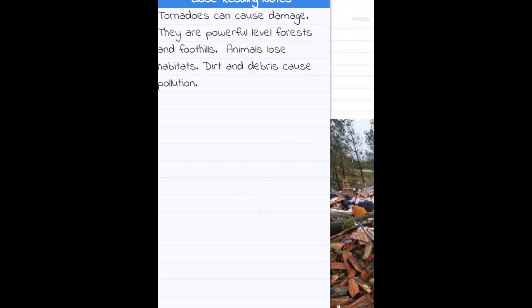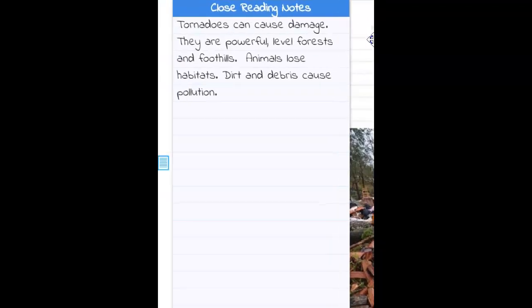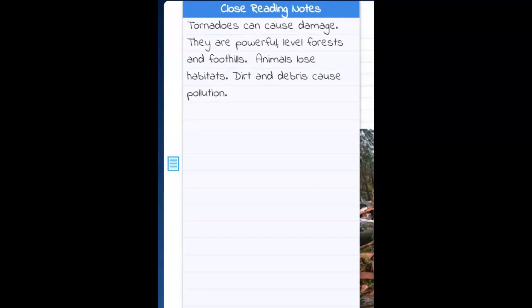Okay, so I have my close reading notes. I've highlighted. I put tornadoes can cause damage. They are powerful. Remember, this is not in complete sentences. We're just taking notes, so it doesn't necessarily have to be in a complete sentence. The notes just have to be shorthand. That means they are written in a shorter version than a sentence. It may not make sense to some people, but as long as it makes sense to you and you can go back and know what you wrote about, you are good. Animals lose habitats. Dirt and debris cause pollution.